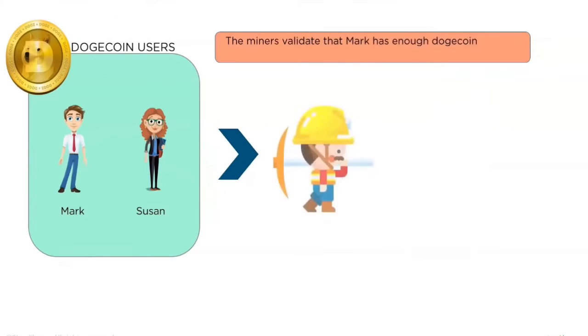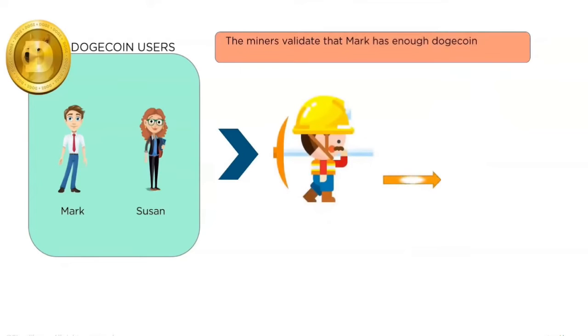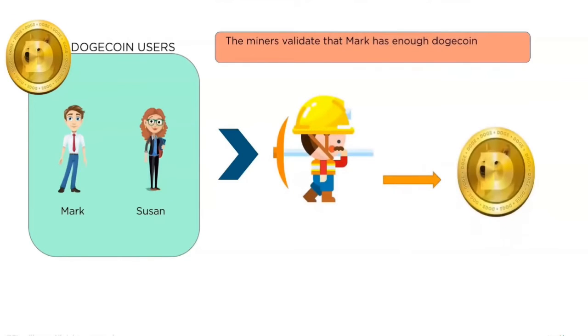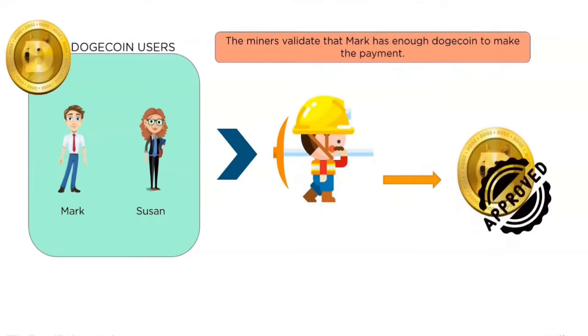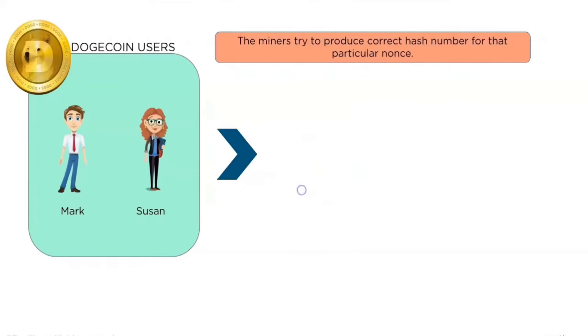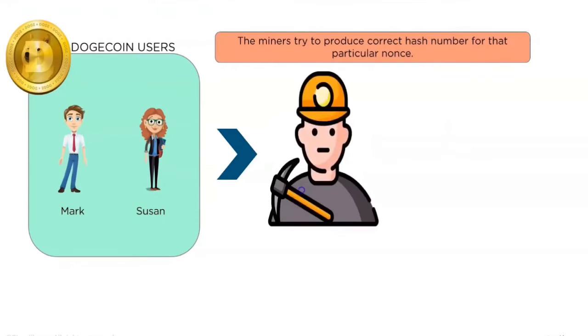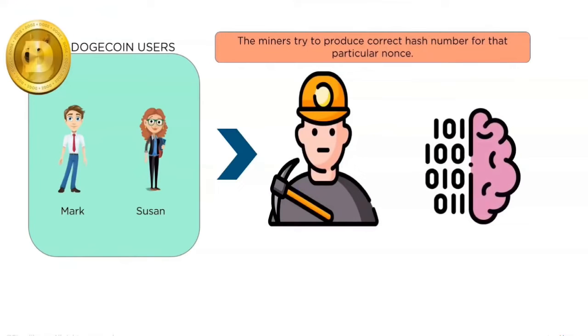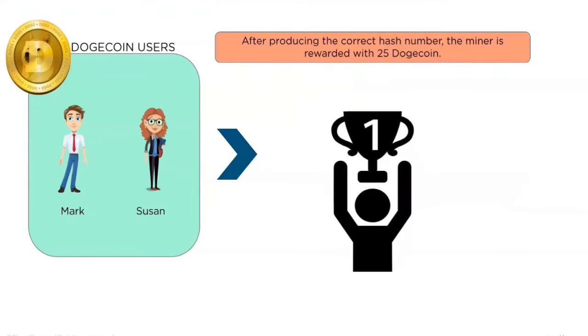The Dogecoin miners validate whether Mark has enough Dogecoin to make the payment or not. And after the validation process, they approve the transaction request. Dogecoin miners race with each other to collect all the data of the pending transaction known as the nonce. The miners then apply a mathematical function to produce the correct hash number for that particular nonce of the pending transaction. The miner who successfully produces the correct hash number is rewarded with 25 Dogecoin in his account.